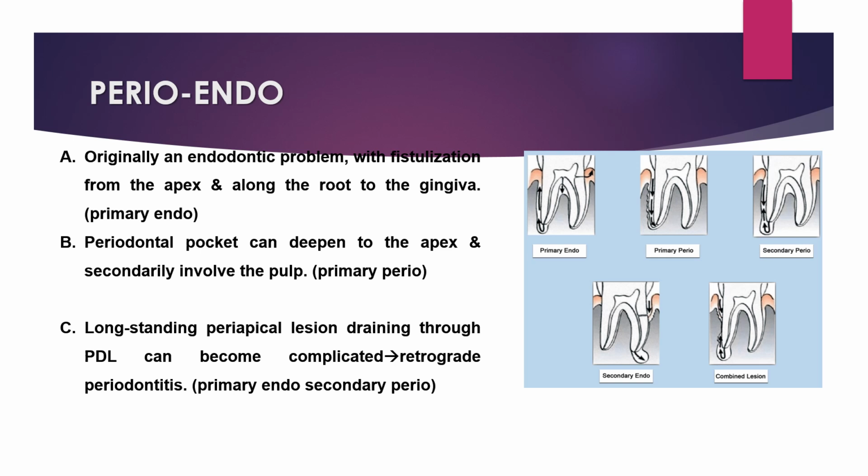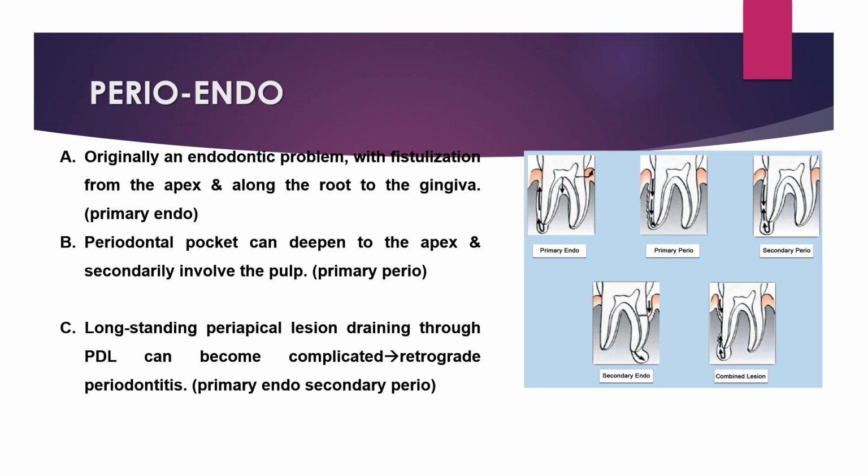Perio-endo lesions. The perio-endo relationship plays an important role in controlling these perio-endo lesions. Simon has classified them into 5 main types, including primary endo, primary perio, secondary endo, and combined lesion. Primary endodontic lesion is originally an endodontic problem with fistulization from the apex and along the root to the gingiva. So that is primary endo, and endodontic therapy is needed for it.